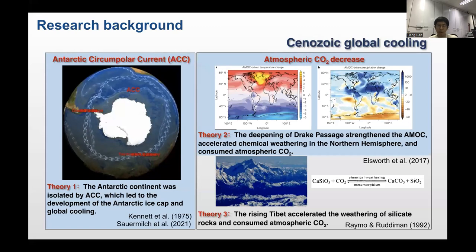This strengthened the AMOC and increased the temperature and the precipitation of the North Atlantic, and also accelerated the chemical weathering and consumed the atmospheric CO2. Also the rising Tibet can accelerate the weathering of the silicate rocks and consume the atmosphere CO2. So there are two theories about the history of the Drake Passage. To figure out the evolution of this passage is very important.